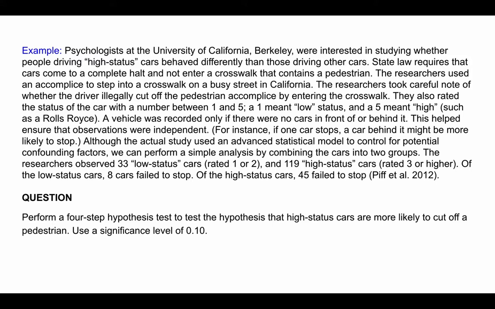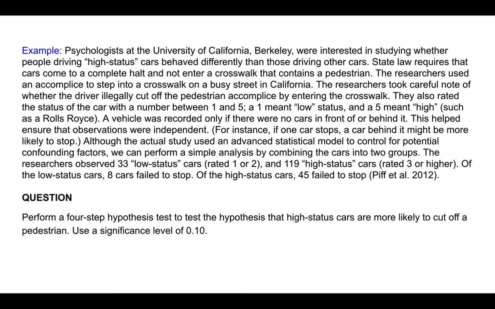So psychologists at the University of California, Berkeley were interested in studying whether people driving high-status cars behave differently than those driving other cars. State law requires that cars come to a complete halt and not enter a crosswalk that contains a pedestrian. So the researchers used an accomplice to step into a crosswalk on a busy street in California. The researchers took careful note of whether the driver illegally cut off the pedestrian accomplice by entering the crosswalk. They also rated the status of the car with a number between 1 and 5. A 1 meant low status and a 5 meant high. So high status would be like a really fancy, expensive car, and a low status would be a cheaper car.